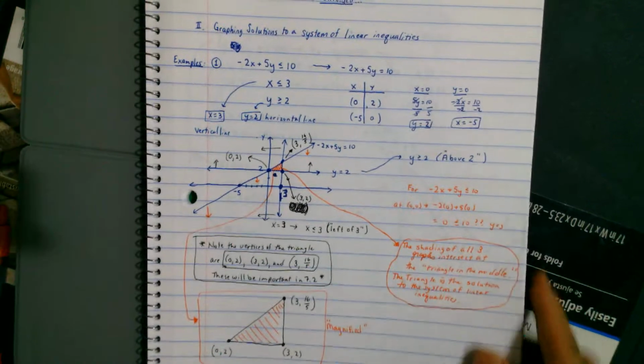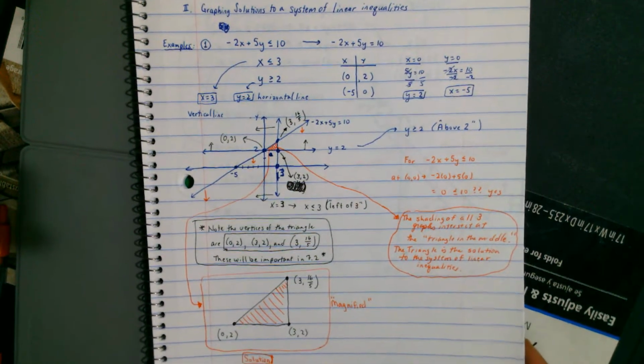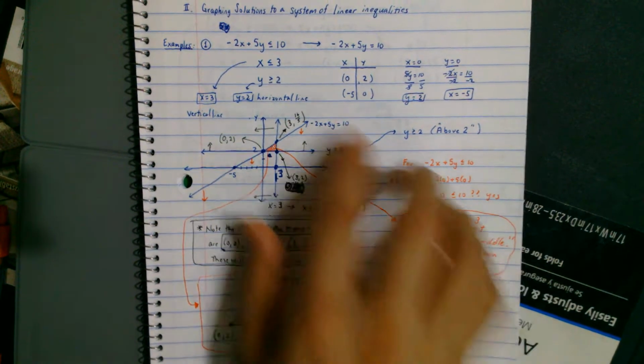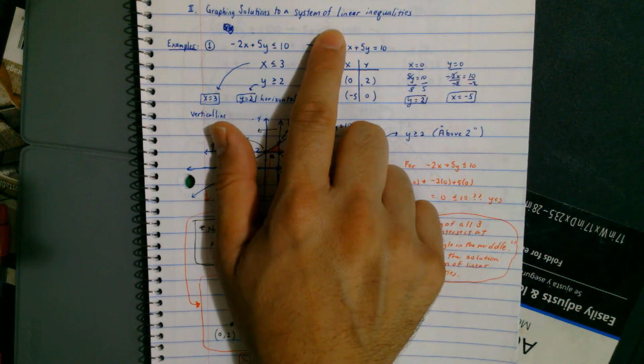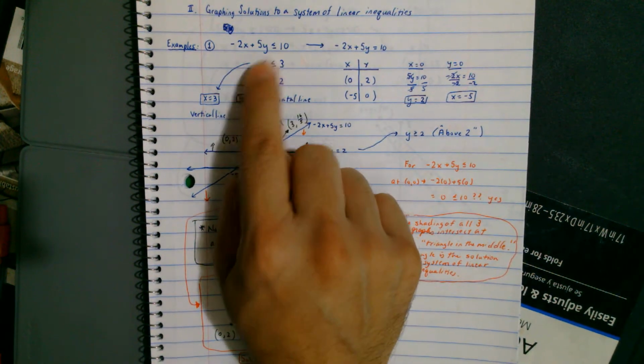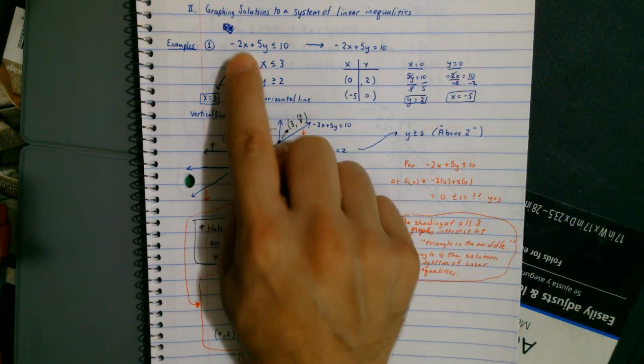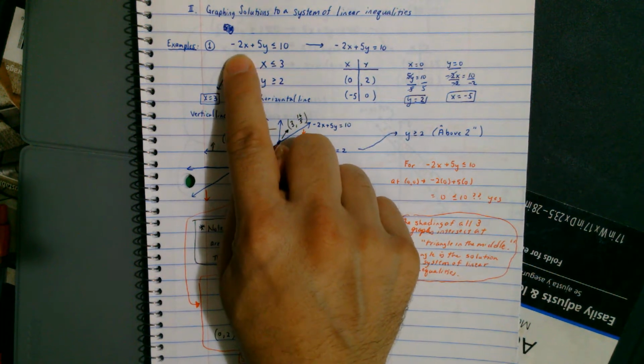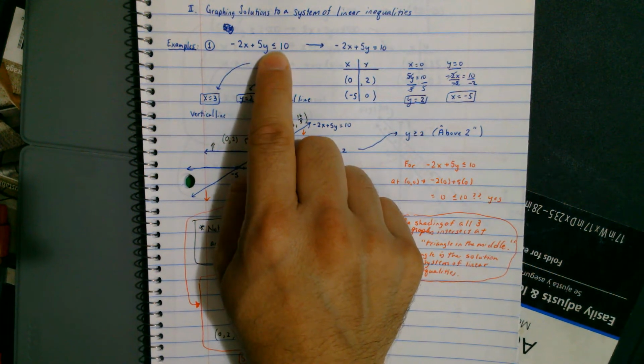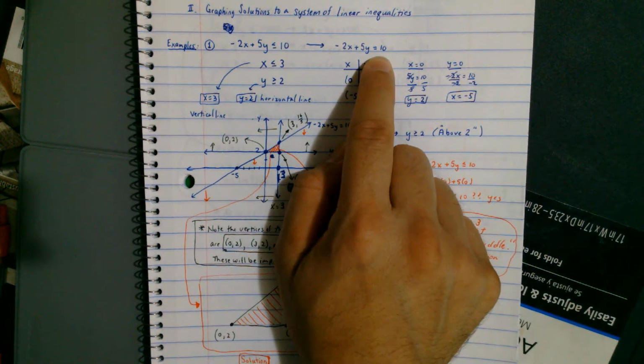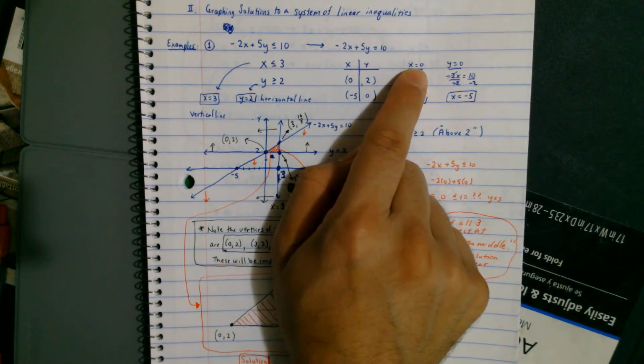Then you talk about a system of inequalities, where you have more than one inequality, and hopefully you can see it all here together. I'll explain this momentarily. A system means you have more than one inequality at the same time. Using this, you say negative 2x plus 5y is less than or equal to 10. So you look at the equal case, again picking x to be 0 and y to be 0.